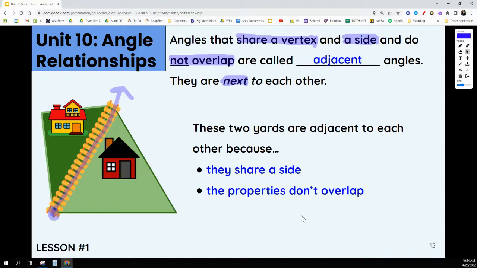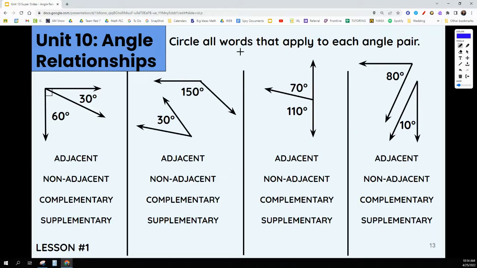All right, let's keep going. Circle all the words that apply to each angle pair. So are these angles right next to each other? Yes, they share a vertex, they share a side, and they don't overlap with each other. So they are adjacent. Are they complementary or supplementary? Well, they add up to 90, so that means they are complementary.